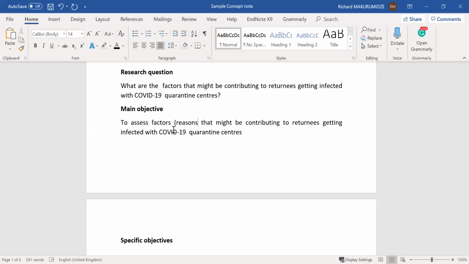We want to see, maybe there are factors, maybe there are reasons, maybe there are challenges. It depends on your topic. You need to find a way of splitting these reasons or these factors.